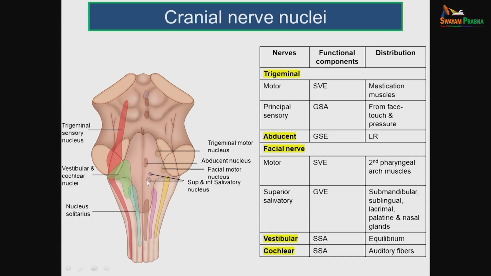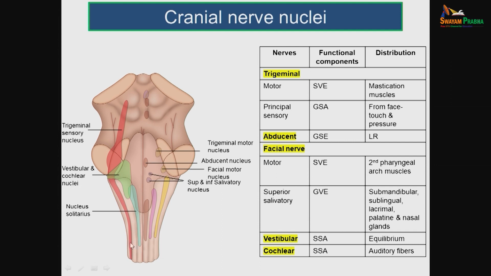The other component is the superior salivatory nucleus. It is a general visceral efferent. It supplies the submandibular, sublingual, nasal and lacrimal glands through the submandibular ganglion. So that is the parasympathetic component of the facial nerve. Both the vestibular and cochlear nerves are special somatic afferent. The vestibular nerve carries the fibers for equilibrium, and the cochlear nerve carries the auditory fibers.